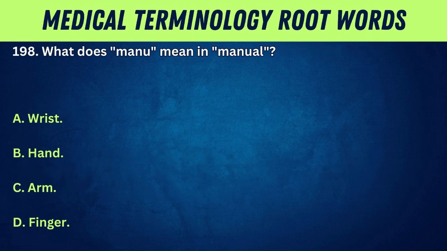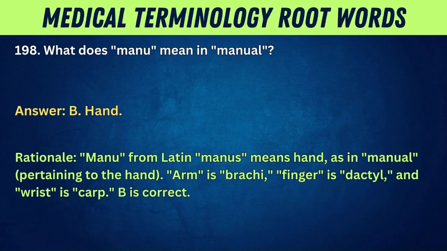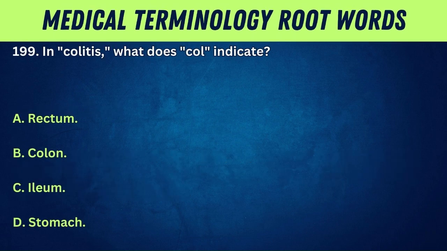198. What does manu mean in manual? A. Wrist. B. Hand. C. Arm. D. Finger. Answer: B. Hand. Rationale: manu from Latin manus means hand, as in manual, pertaining to the hand. Arm is brachi, finger is dactyl, and wrist is carp. B is correct.